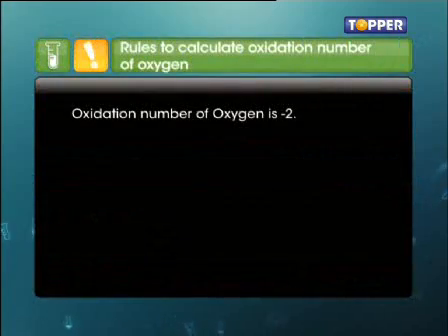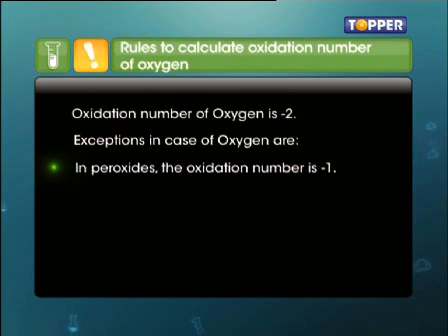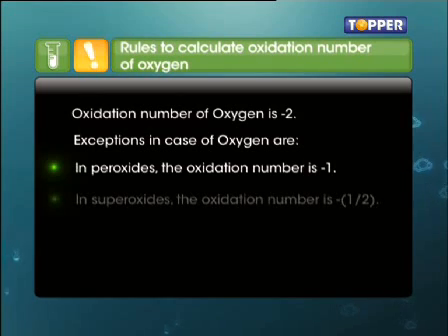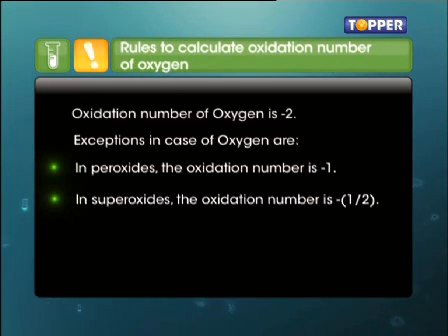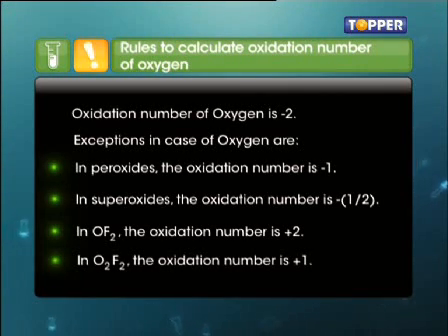After hydrogen, it's oxygen in the queue. The oxidation number of oxygen is -2. However, there are a few exceptions in case of oxygen. In peroxides, the oxidation number of oxygen is -1. On the other hand, in superoxides, the oxidation number of oxygen is -0.5. However, in compounds of oxygen with fluorine, like oxygen difluoride, OF2, the oxidation number of oxygen is +2, and in dioxygen difluoride, that is O2F2, the oxidation number of oxygen is +1.